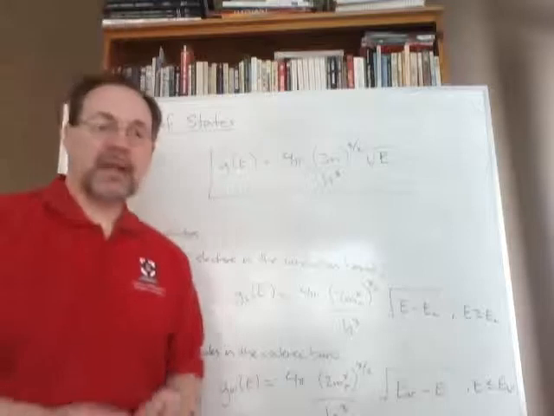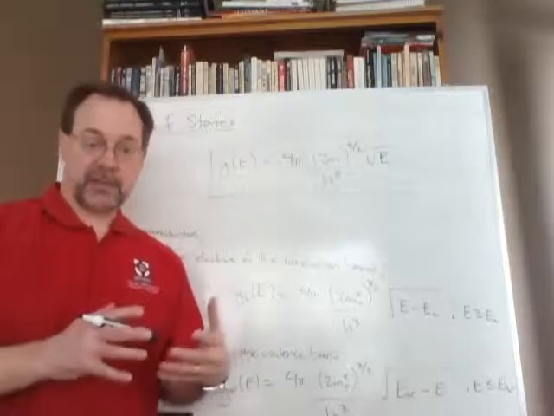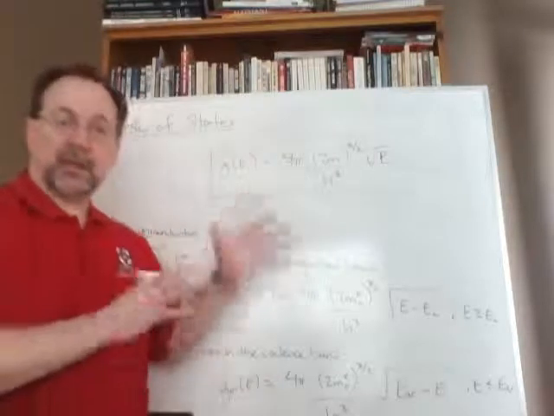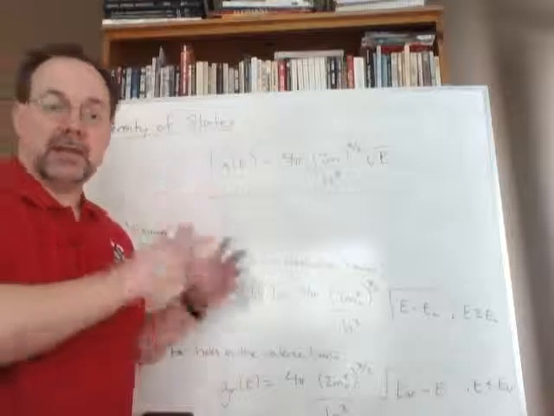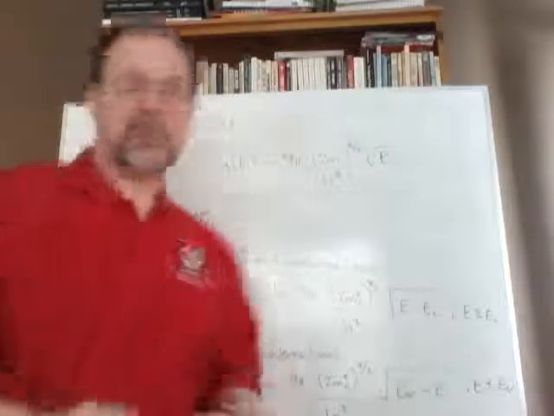All right, so there's our density of states function. Next, we will look at the probability of a state being occupied. This is a separate issue from the number of states that exist. We'll do that next.